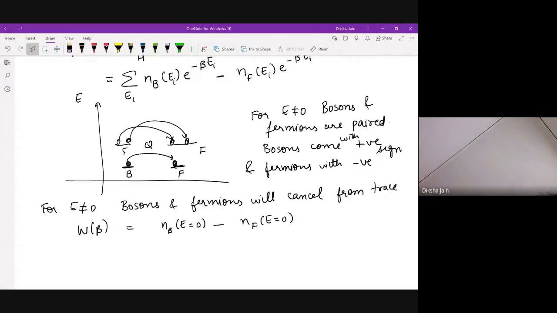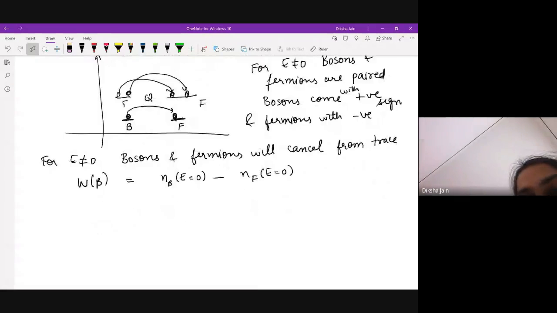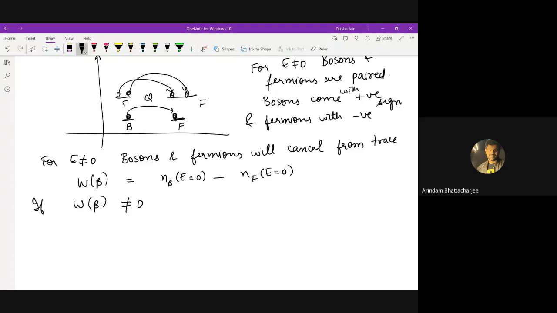Okay. So the Witten index is the number of bosons at 0 energy minus the number of fermions at 0 energy. Now, if the Witten index is not equal to 0... Sorry, I have a trivial question. Can I just ask? Yes, yes. So at any energy level, shouldn't the number of fermions be at max 1?